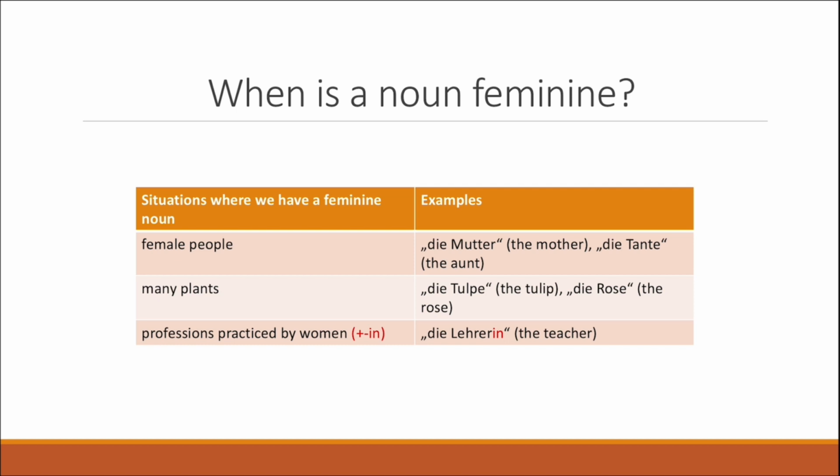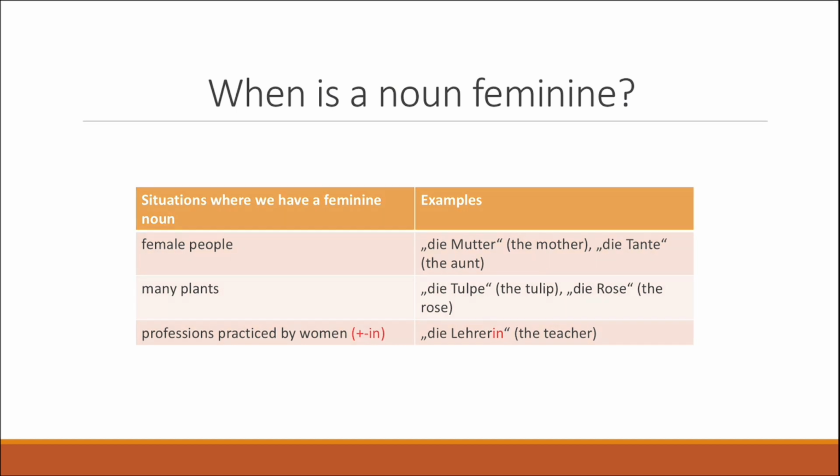In this case, we have three possible situations. If we're talking about female people, such as die Mutter, which means the mother, or die Tante, which means the aunt, then the noun is going to be feminine. If we are talking about many plants, such as die Tulpe, which means the tulip, or die Rose, which means the rose, then we also know that the noun is going to be feminine. And lastly, if we're talking about professions practiced by women, such as die Lehrerin, then the noun is going to be feminine.